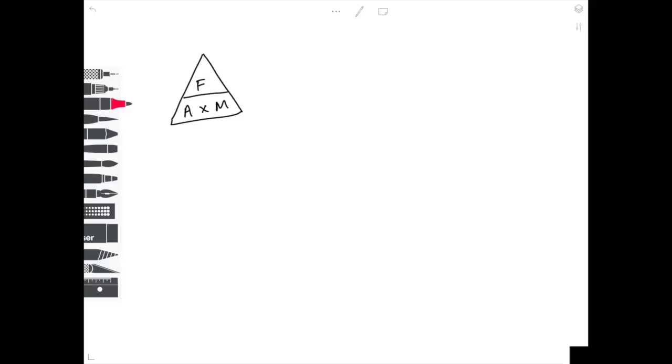Another physics equation you need to be aware of is FAM. So F stands for force, A stands for acceleration, and M stands for mass. So let's work out the various variations. So force equals, we can see that it's acceleration times mass.